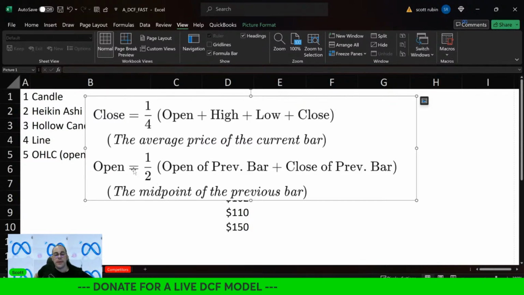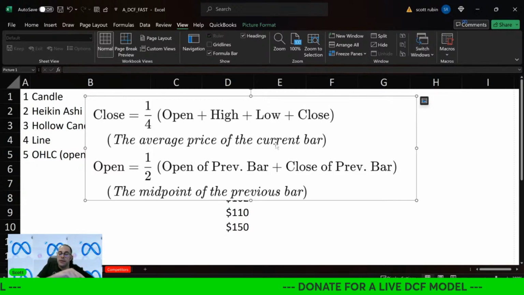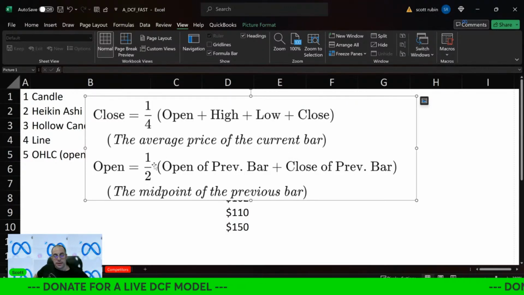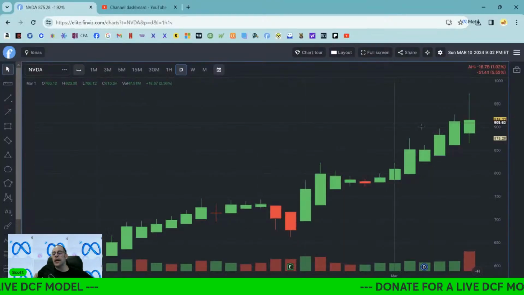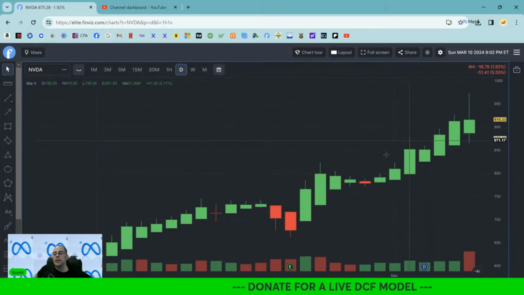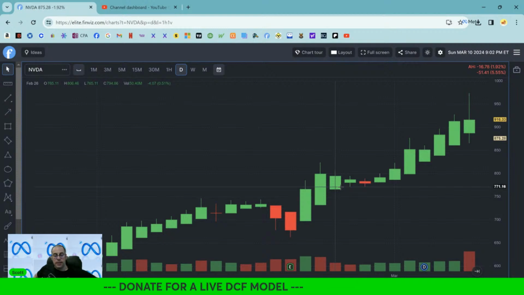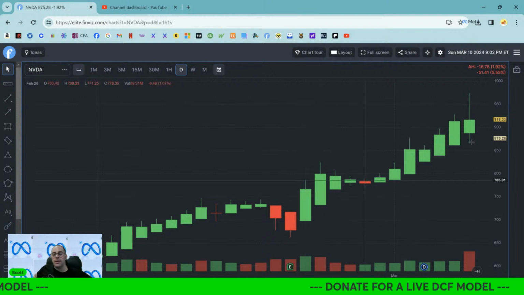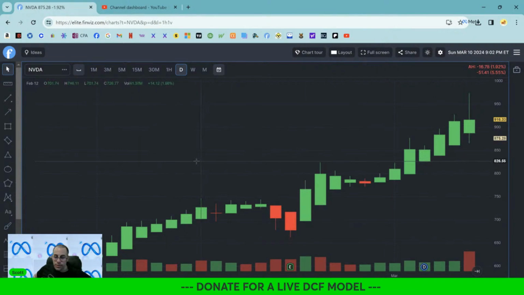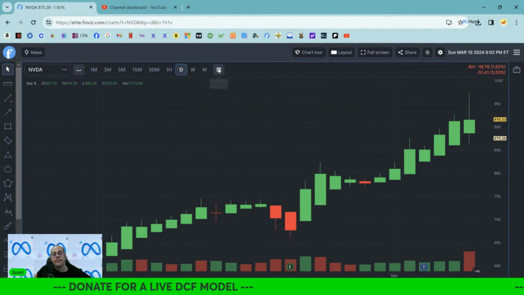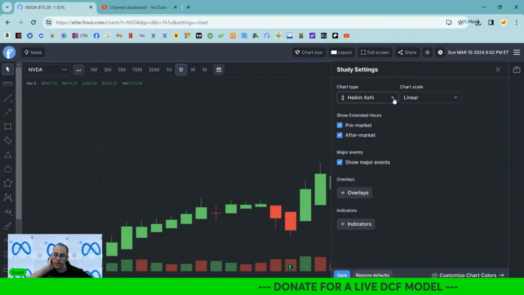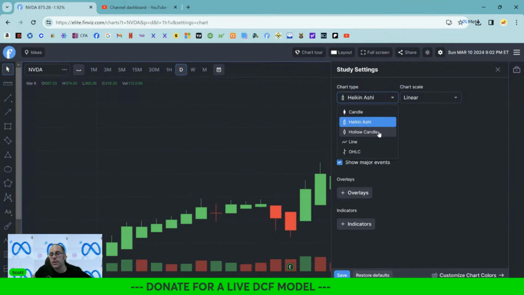Same thing with the open. The open on the Heiken Ashi is the previous open plus the previous close, and it's half of that. I guess you just got to get used to these, but it just smooths out the numbers. So it's less kind of like green, red, green, red. It's more likely to have straight greens or straight reds. Does anybody use the Heiken Ashi? I do see the value, but I don't really use it too much.